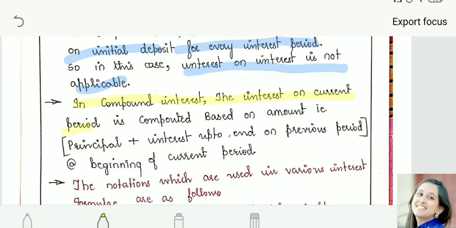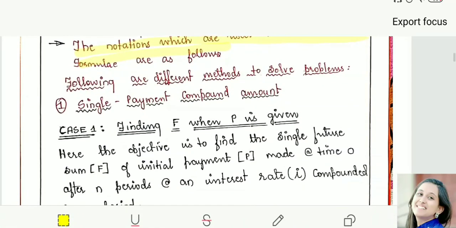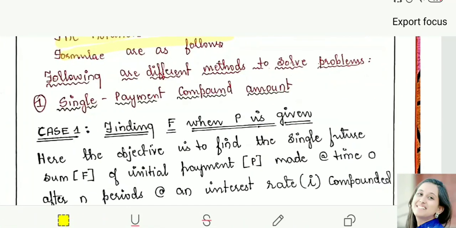interest on the current period is computed based upon the amount, that is the principal amount plus the interest up to the end of the previous period. You know that, and it occurs at the beginning of every current period. Thus the notations which are used in the various interest formulas are as below. Today's class will mainly cover the interest formula for single payment compound amount factor, and next we will see the single payment present worth factor.